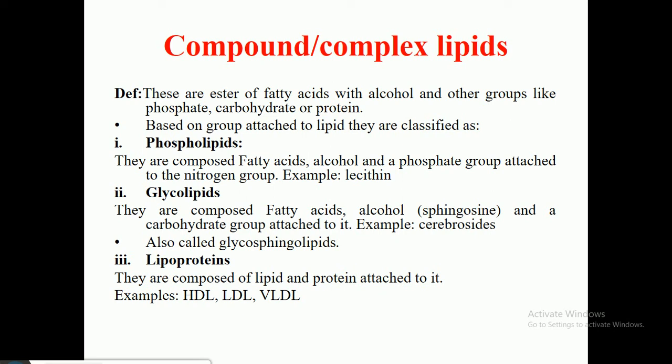The third one is lipoprotein. Lipoprotein is that type of conjugated, or complex, lipid which is composed of lipid with protein attached to it. For example, HDL, high density lipoprotein, low density lipoprotein and very low density lipoprotein. These are the examples, so they must be mentioned after each and every lipid.